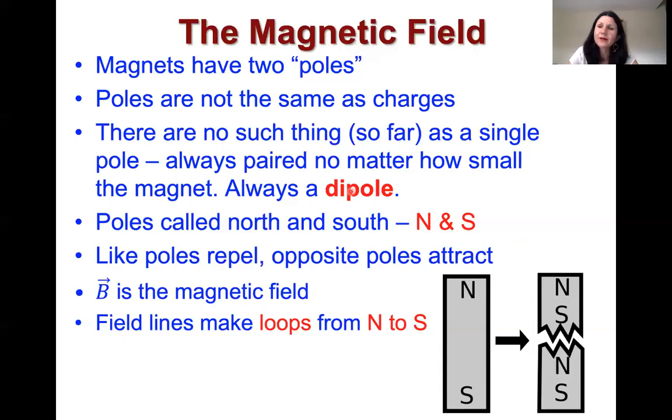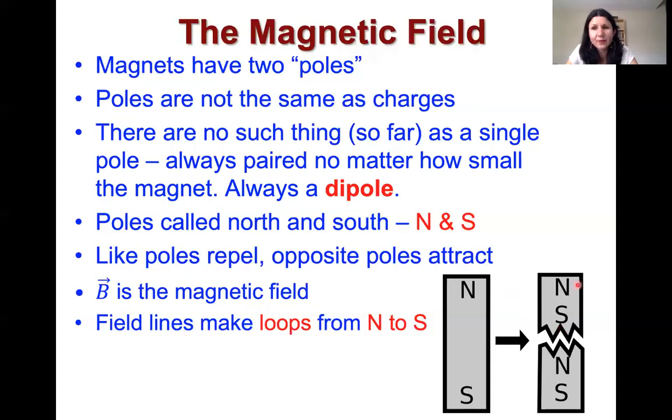So at least where we are at this stage in our understanding of magnetism is that there is no such thing as a magnetic monopole, and it's always a dipole. And we just happen to call them the north and the south pole. And very similar to charges, where like charges repel, opposites attract. The same thing is true for magnetism. So a north and a south pole will attract, two north poles will repel.